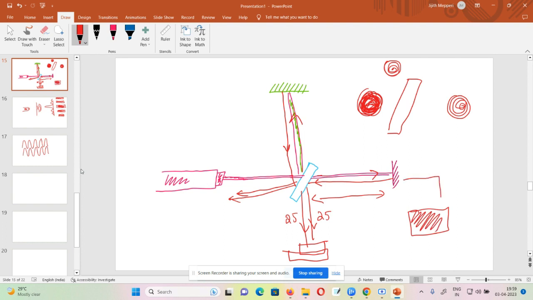So if the light is exactly matching, either you will get a bright spot or a dark one. This is the case in a Michelson interferometer. If the two mirrors are aligned perfectly, you will not get any fringe pattern.